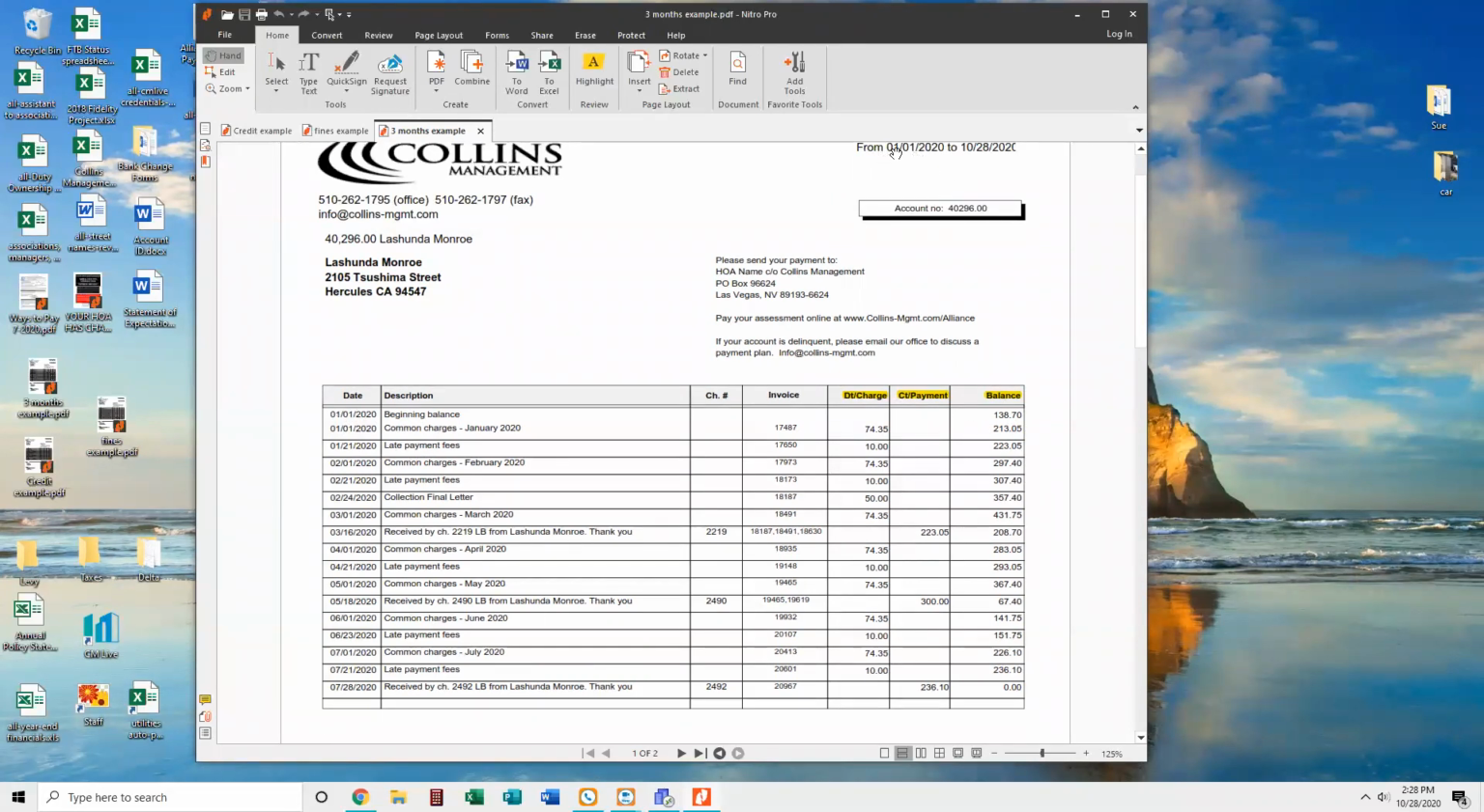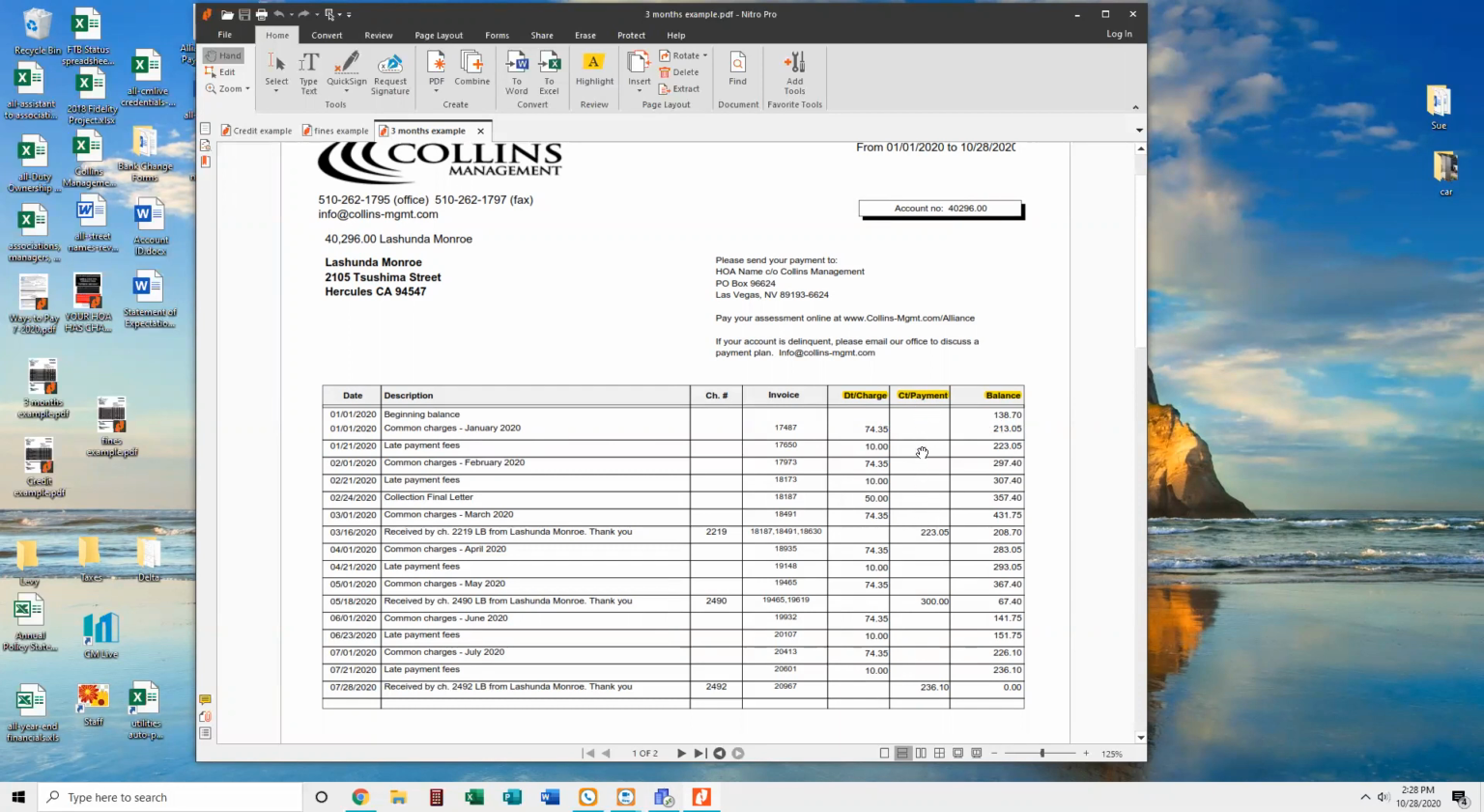And you can also see that from up here, it starts from January 1st to today's date, which is 10/28. And you can see from this, on these dates right here is when any transactions take place. So here you can see that the person started the year with a beginning balance of $138.70. Well, that's in the negative. That hasn't been paid. So January 1st, dues were charged at $74.35, and that brought the balance then to $213.05. So you can see right here, there's nothing that has been paid.